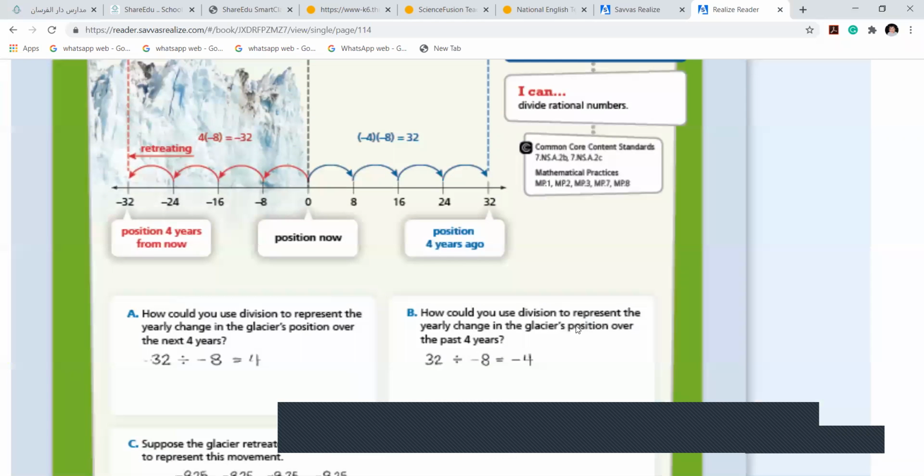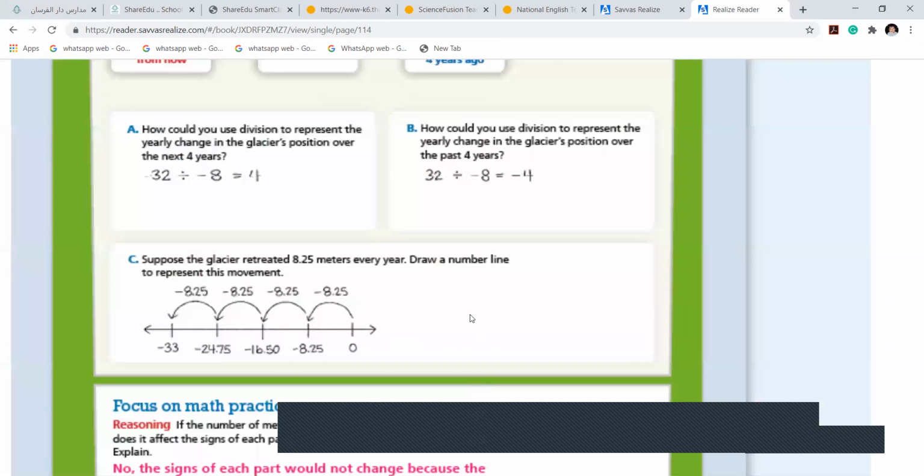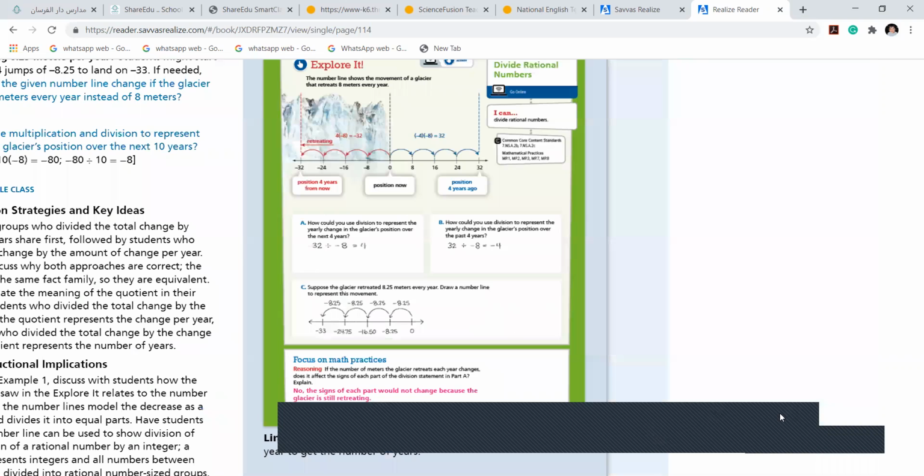And here, how could you use division to represent the yearly change in the glacier's position over the past 4 years? When I say next 4 years, it is minus 32. If I say past 4 years, which is gone, that means, because everything is clear here, can you see in the picture? The clear part is what is past because they have cleared already. That means plus 32. Okay? Question C, just put a cross mark. The number line, I'm not bothered much.